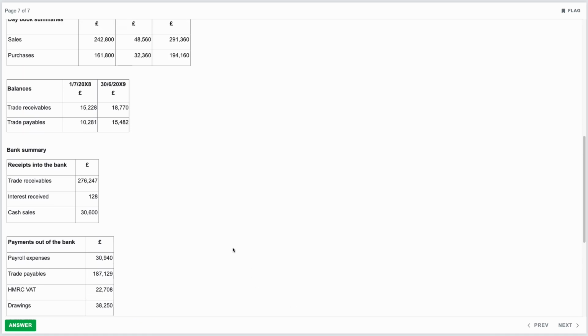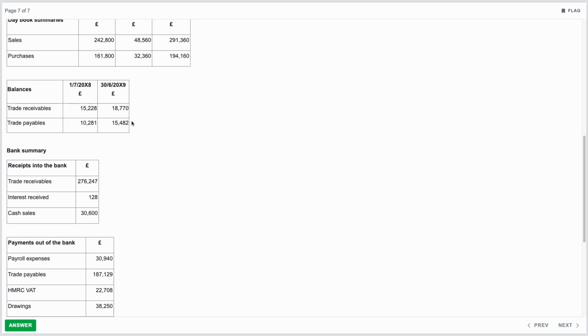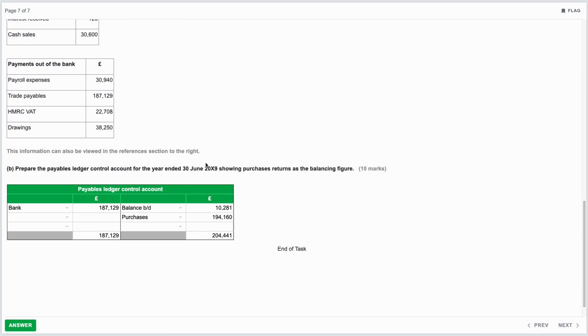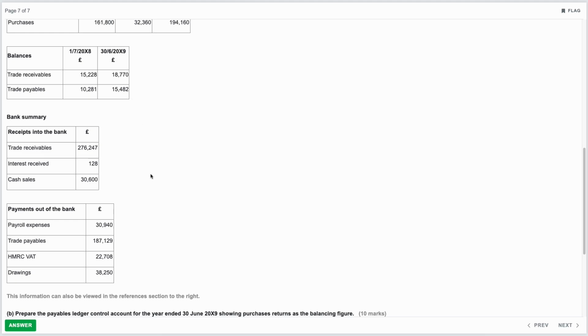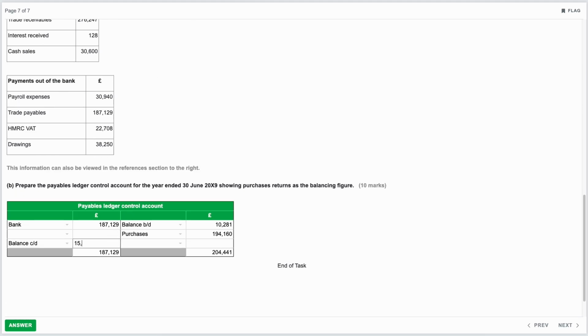Now we've also been given our end balance for our trade payables with our balancing figure relating to the purchase returns. So your balance carried down on the payables ledger control will always go on the debit side because this will always be the lower side. You cannot have a negative payables ledger control account. You either owe your suppliers or you don't. So therefore our balance carried down would always go on the debit side of the account because it will always be lower. And we've been given this figure, it's 15,482. So let's enter that in.